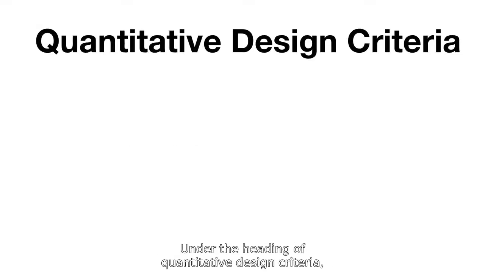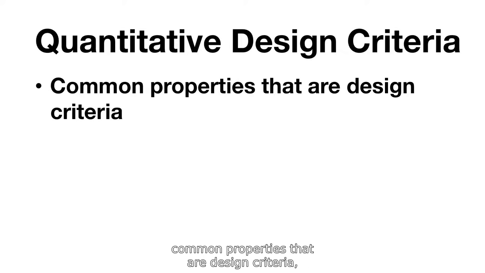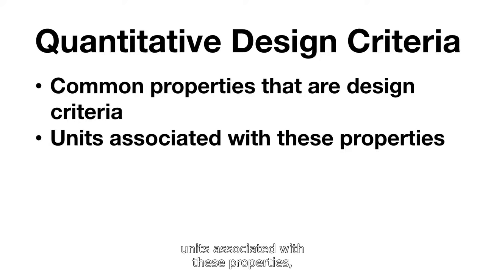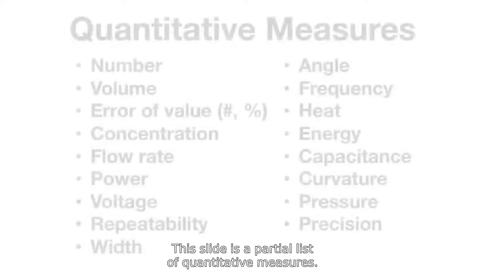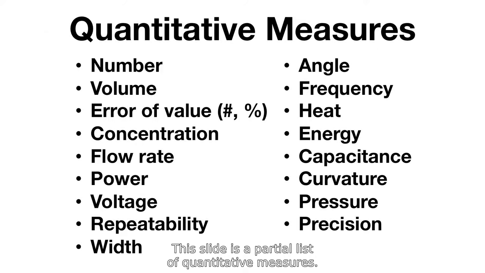Under the heading of quantitative design criteria, we explore three areas: common properties that are design criteria, units associated with these properties, and how to bound numerical values. This slide is a partial list of quantitative measures. These quantitative measures include number, volume, error of value, concentration, flow rate, power, voltage, repeatability, width, angle, frequency, heat, energy, capacitance, curvature, pressure, and precision.